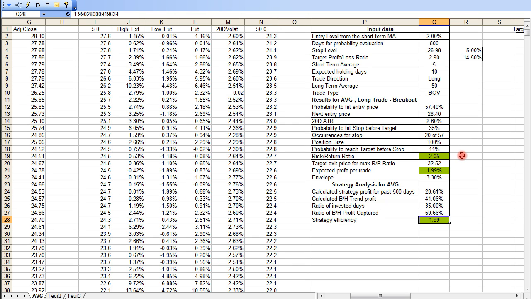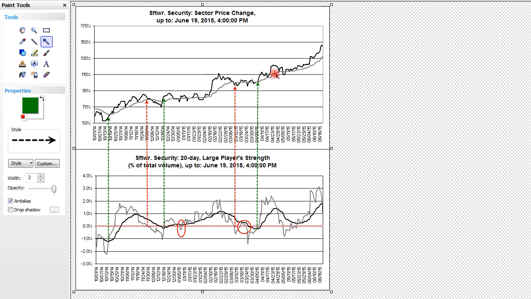So in conclusion, for cyber security, I think some breakouts could work, but the best is still to wait for the whole sector to pull back a little bit more so that the money flow goes below zero and then pushes higher.